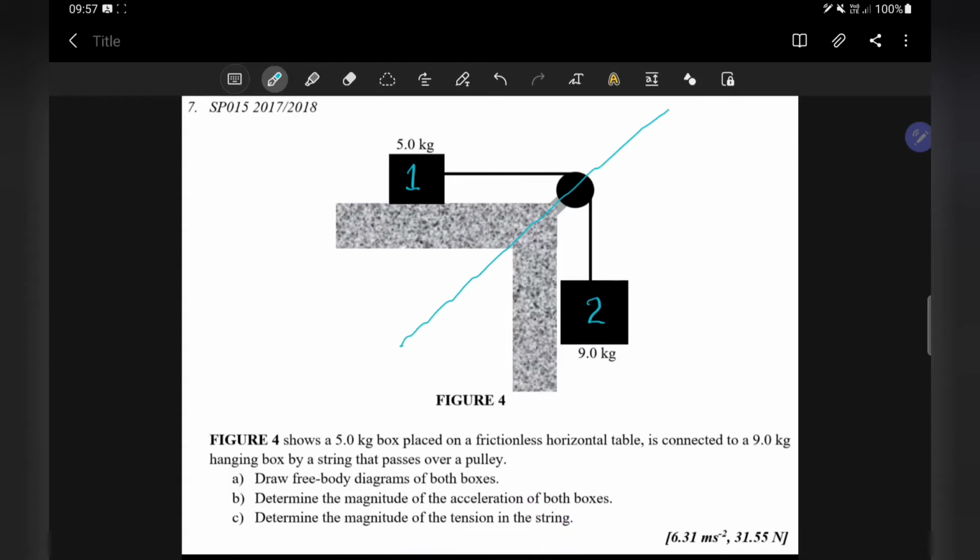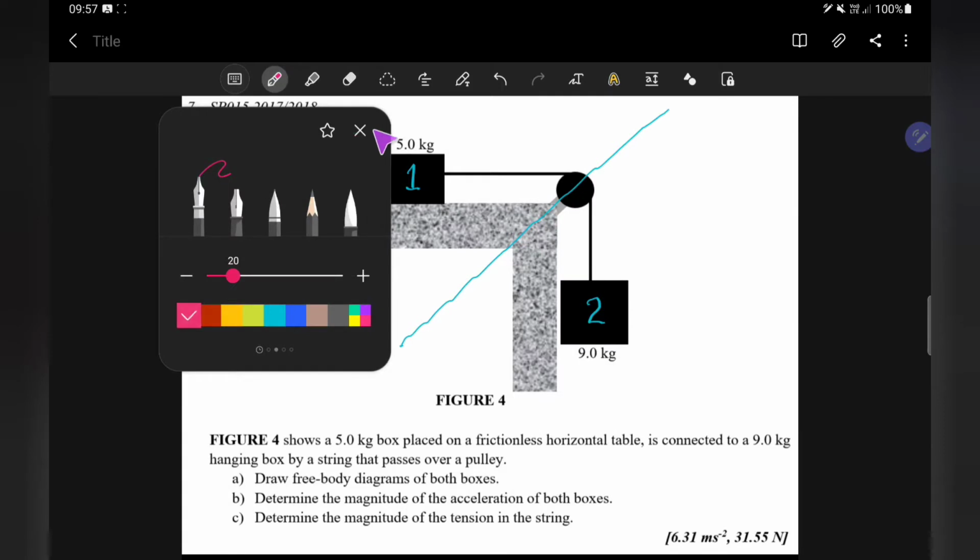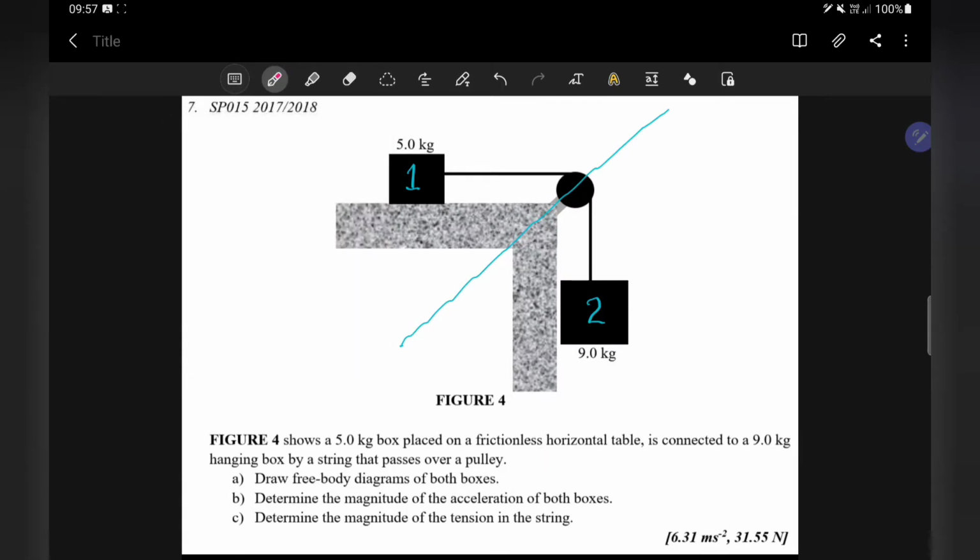So according to this question, they first ask you to draw a free body diagram. Second, they ask you to find the acceleration, which means that the object is moving now. And then at last they ask you to find the tension exerted on the string. So now we refer to each body one by one. We just start with the first body.